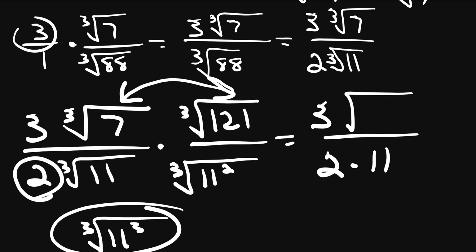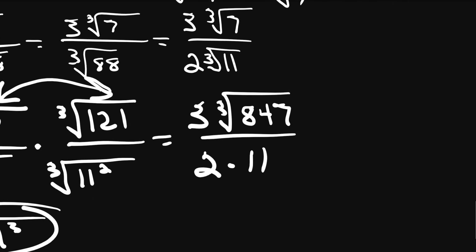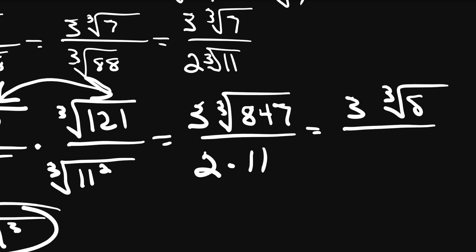So this is going to end up being the cube root of, let's see, 7 times 1 is 7. 7 times 2 is 14. Put down the 4, carry the 1. And 7 times 1 is 7, plus 1 is 8. And this is going to be my final answer. So this is going to end up equaling 3 cube root of 847, and that's going to be over 2 times 11, which is 22.